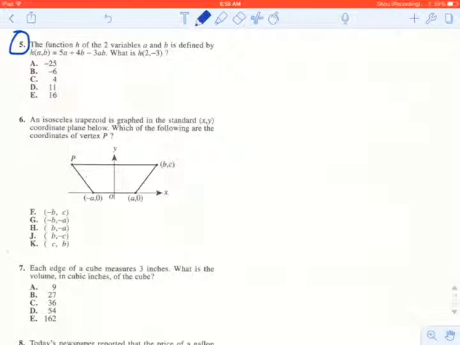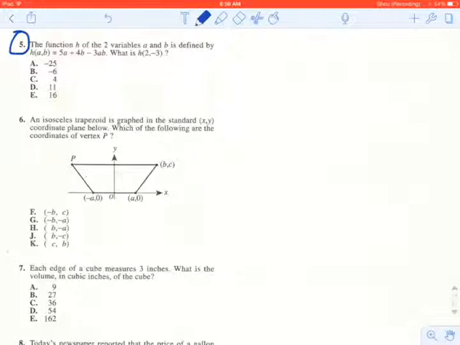Question 5 says the function h of the two variables a and b is defined by h of a, b equals 5a plus 4b minus 3ab. What is h of 2, negative 3? So let's start with a simpler example to make sure we understand the process and then apply it to this slightly more complicated version of it.